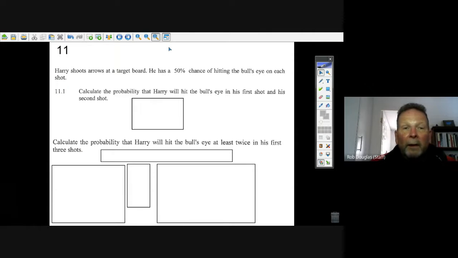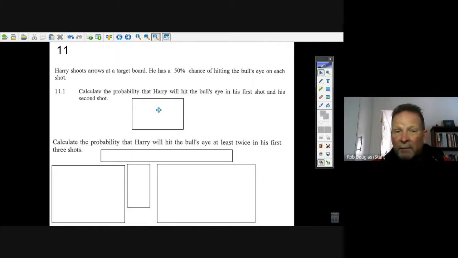This is question 11 of the November 2020 paper 1 exam, and it's the probability question. Let's just get started. Okay, Harry shoots arrows at a target board, and he's got a 50% chance of hitting the bullseye. He's pretty good. So they're telling that right up front. Calculate the probability that Harry will hit the bullseye in his first shot and then in his second shot.